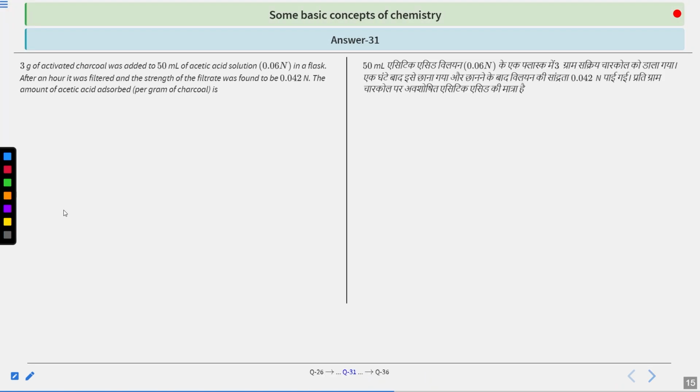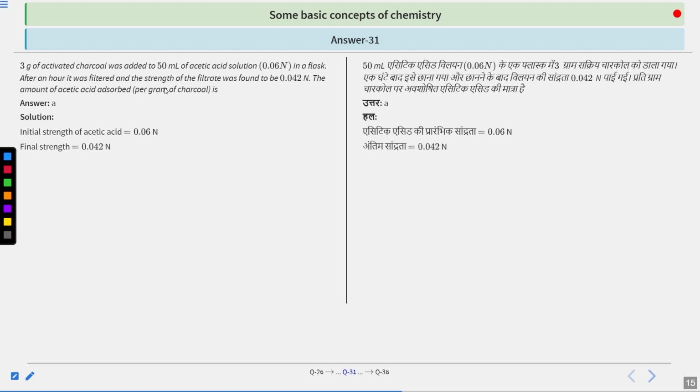So in this question, first of all we have to know that whenever we dissolve this 3 gram of activated charcoal in this 50 ml solution, acetic acid must be getting deposited on the charcoal. That is the reason its normality is decreasing from this to this, right? So first we'll find the number of millimoles, milli equivalents I would say, of acetic acid. The correct option is A for those who have solved this question. The initial strength is 0.06 and the final strength is 0.042, and the given volume is 50 ml.